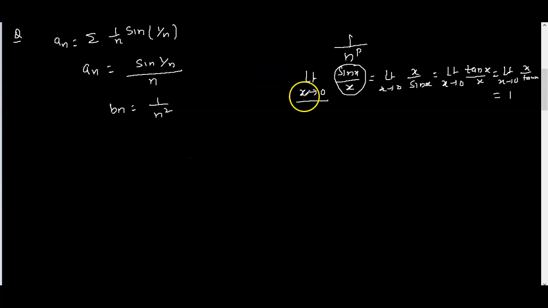See here, we know this one property, so we want to bring this x, and this x should be the same. Then the value we know is equal to 1 when the limit x tends to 0, sin of x by x. So here it is given sin of 1 by n divided by n. If I take 1 by n square here, I will multiply with n square and this part will get cancelled, right?